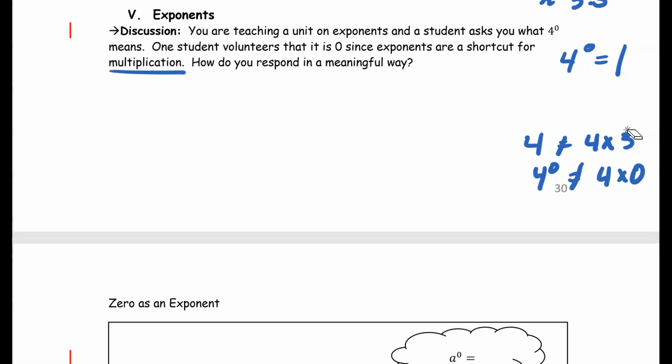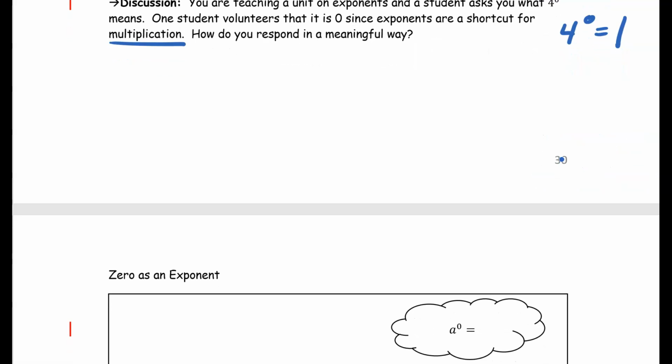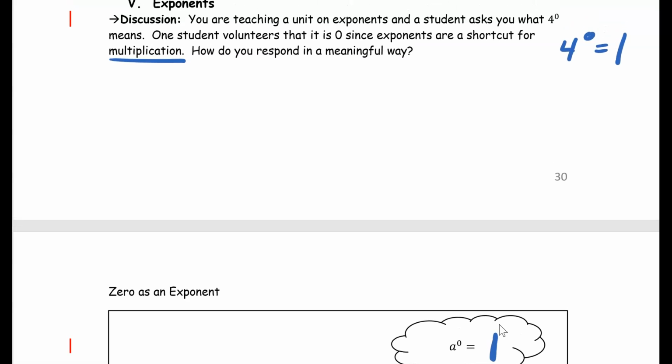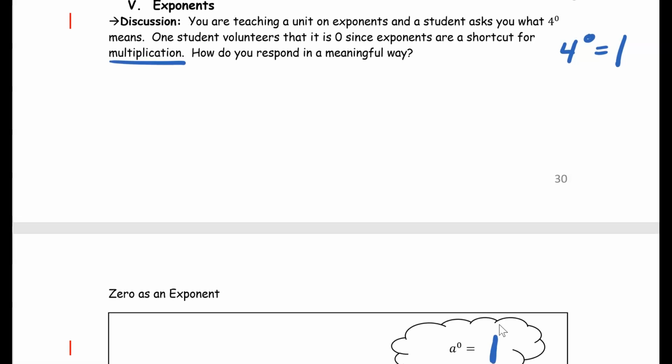And actually, if we scroll down here, I've got a little box where it says 0 as an exponent. Any number to the 0 power is equal to 1 always. And this is a concept that I've always gotten a lot of questions about, like why? It just seems so weird that it would be 1 and not 0.